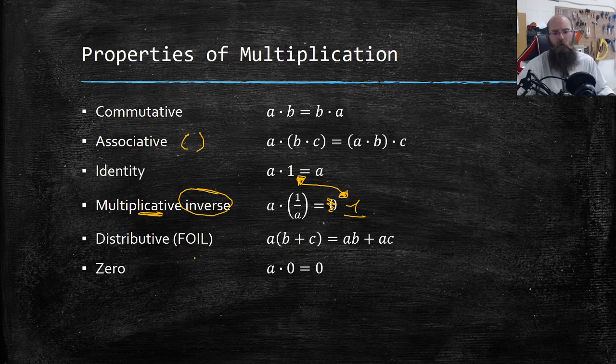And then we have the distributive property, or just FOIL, right? I send this A over to everything inside my parentheses. You've seen that before, and you just get that stuff out. And then my 0, if I multiply anything by 0, it becomes 0. Even 0, right? 0 times 0 is still 0.